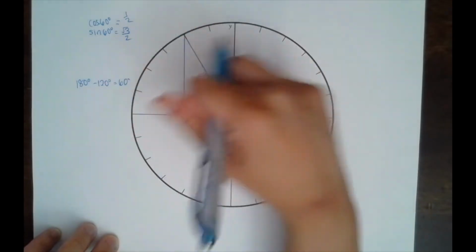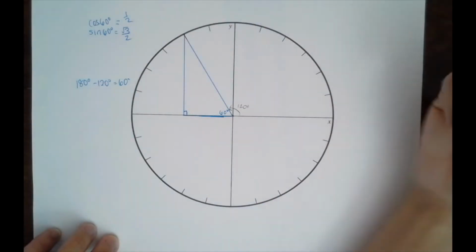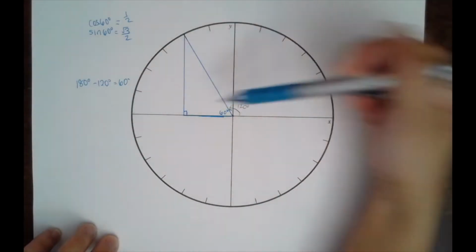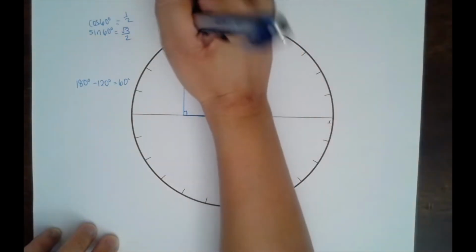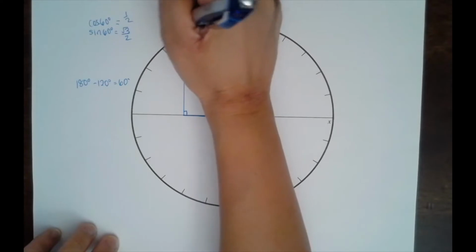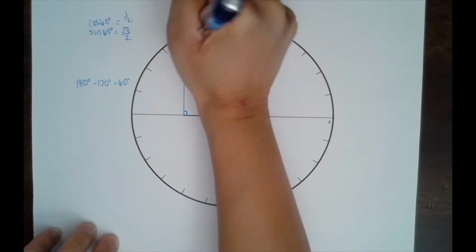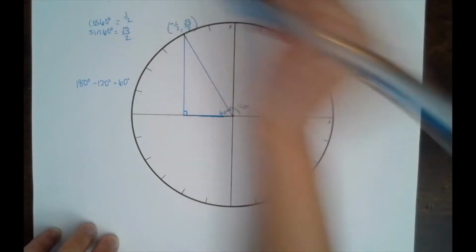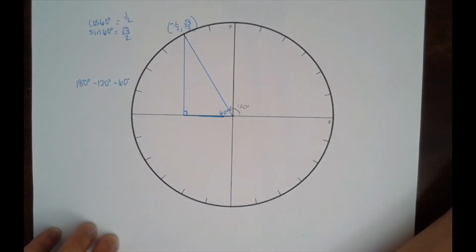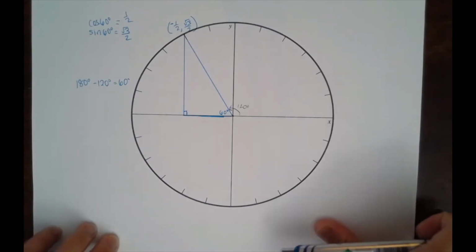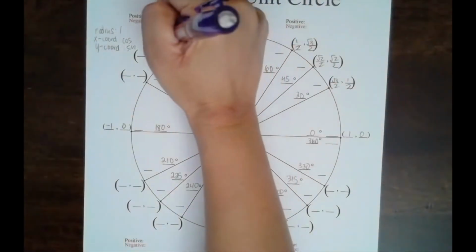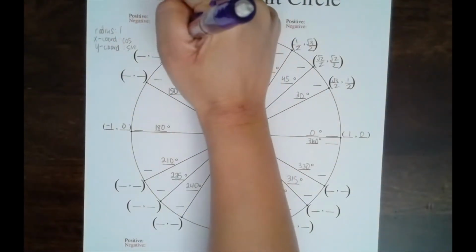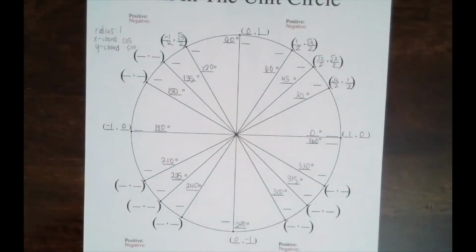So this is in the second quadrant. In the second quadrant, x is negative, and y is positive. That's why instead of having x comma y be 1/2 comma root 3 over 2, it would actually be negative 1/2 comma root 3 over 2. Okay, so I can fill in these coordinates on my unit circle here. Negative 1/2 comma root 3 over 2.